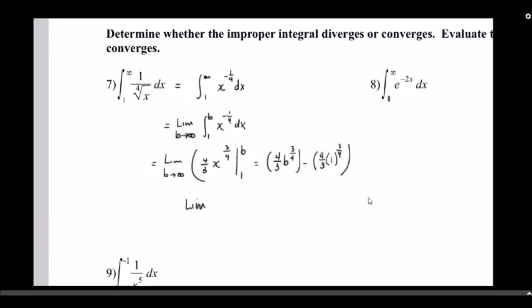So we have the limit as b approaches infinity of 4/3 b to the 3/4 minus 4/3. So now we need to think what happens as b keeps getting larger and larger and larger. If you raise it to the 3/4 power, it still gets larger and larger. And then if you multiply it by 4/3, it gets larger. So this just keeps increasing, increasing, and increasing without any kind of limit, without any bound. That behavior is what's called diverging. So this improper integral diverges.